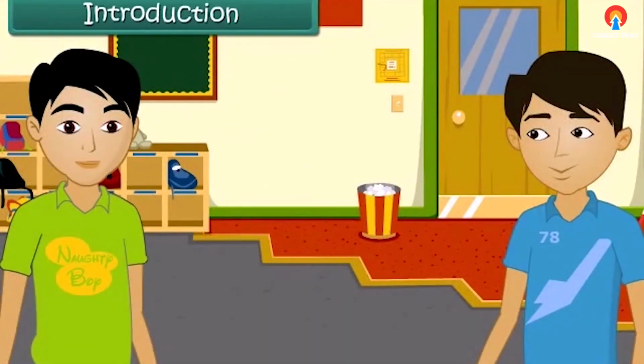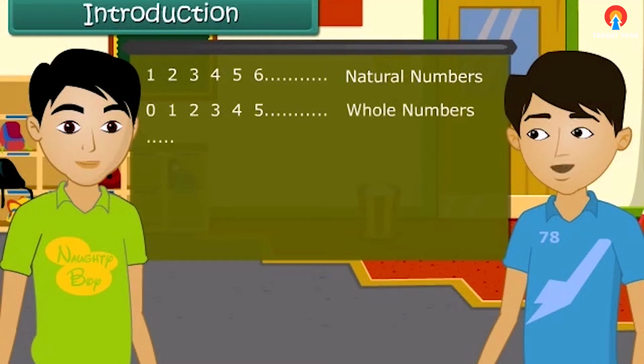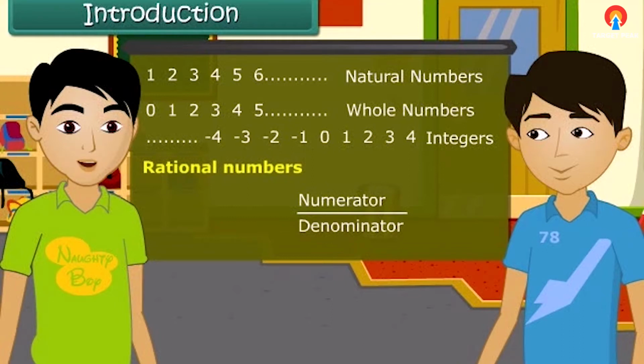Introduction. What are you doing, Amit? Hey, Rahul, come. Today our maths teacher taught us a new topic, rational numbers. I know about natural numbers, whole numbers and integers. But what are rational numbers? These numbers are in the form numerator by denominator, where numerator is either 0 or a positive integer, and the denominator a positive integer. I did not understand. Come, I will explain to you.